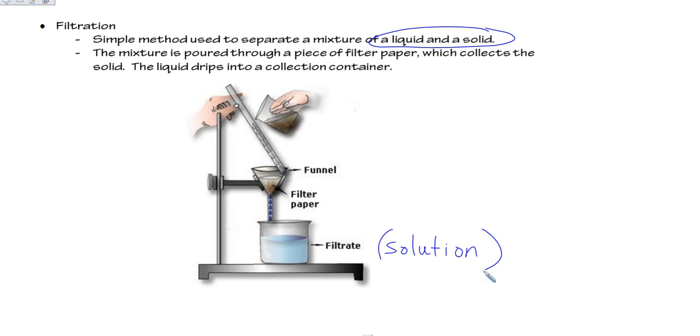At the end of a filtration, it's always good practice to run a little extra distilled water through. Let's say, for example, my filtrate solution was like sodium chloride. Well, that sodium chloride solution, if I let that dry on the filter paper, it's going to add mass. The water will evaporate overnight, but the sodium chloride will stay on the filter paper as a solid, and that would add mass.